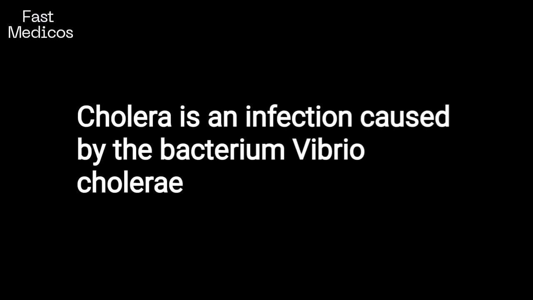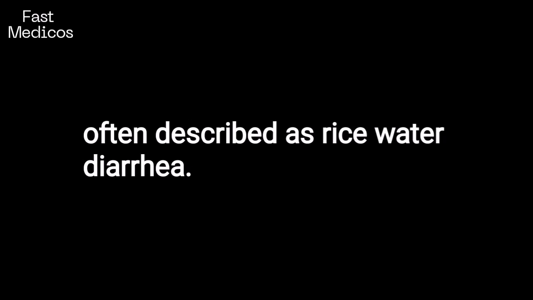32. What is cholera? Cholera is an infection caused by the bacterium Vibrio cholerae that leads to massive watery diarrhea, often described as rice water diarrhea. Vomiting, muscle cramps, sunken eyes, and loose skin are signs of dehydration.